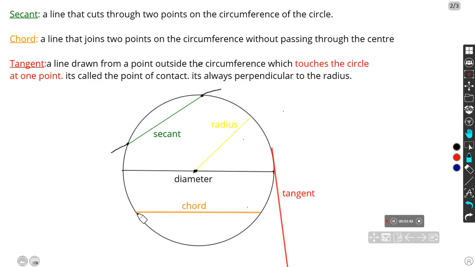A chord, yona, it's just iphelela lapho kule circumference, right? And remember, a chord, it does not pass through what? Through the center. The diameter, it passes through the center. The secant, what does it do? It cuts through the circumference, the 2 points on the circumference of the circle. I hope you understood that one.